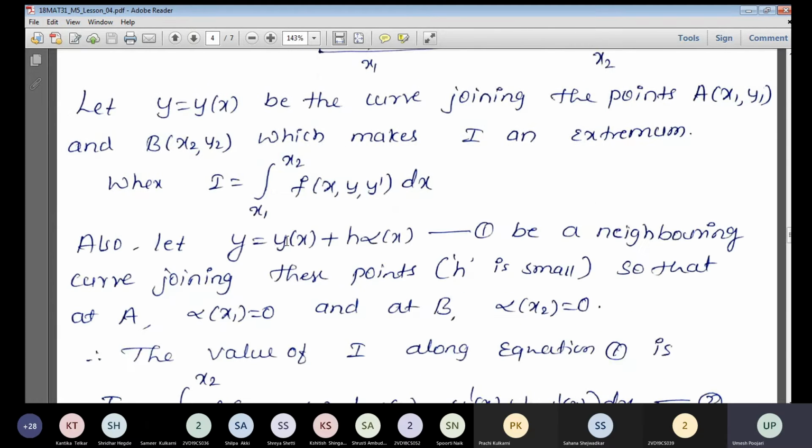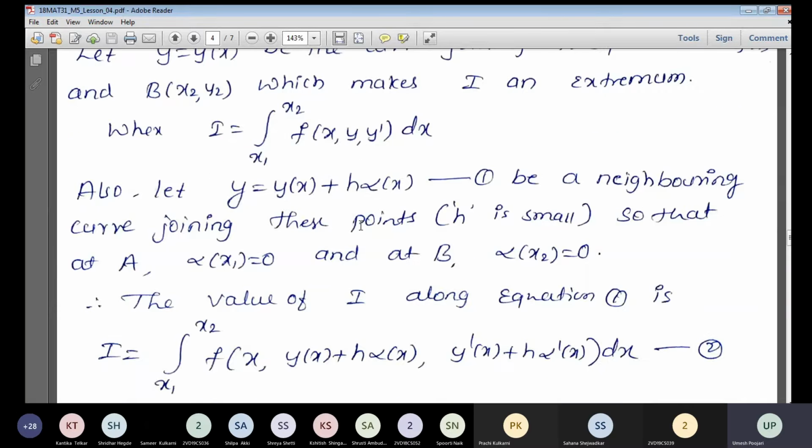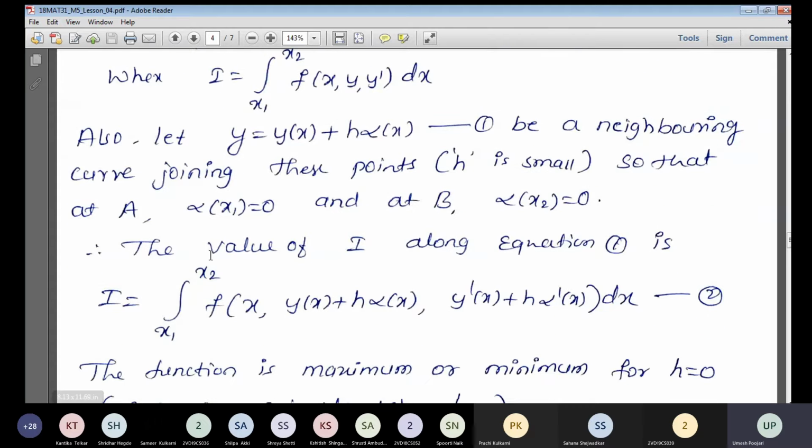Y is nothing but our actual curve y equal to y of x. So now we have considered one more curve. What is that? Y equal to y of x plus h into alpha of x. So if you take this particular value in place of y, then the new value of I will be integration of f of x comma, in place of y, what should I write? See, the new curve is y of x plus h into alpha of x, comma, in place of y dash what I have to write.